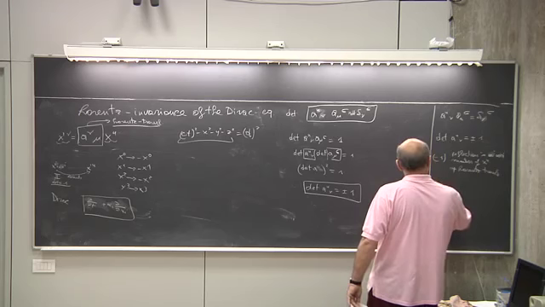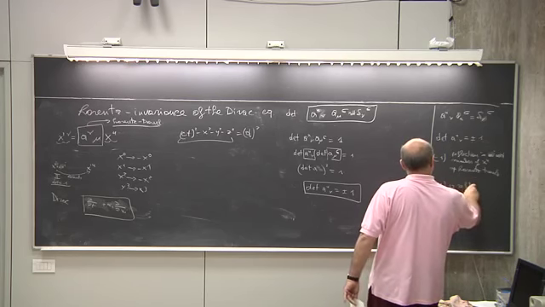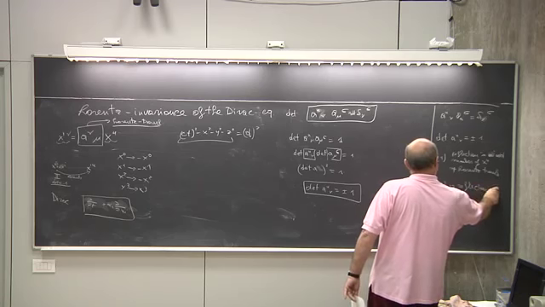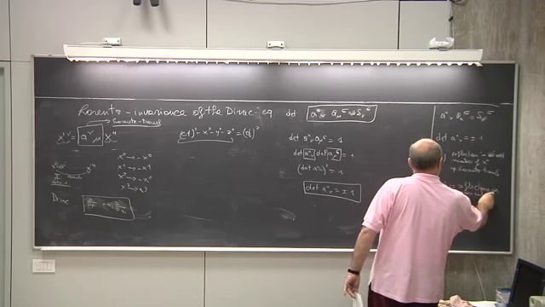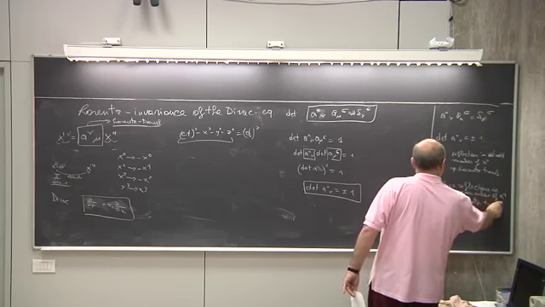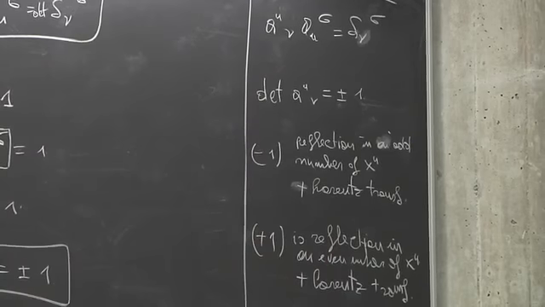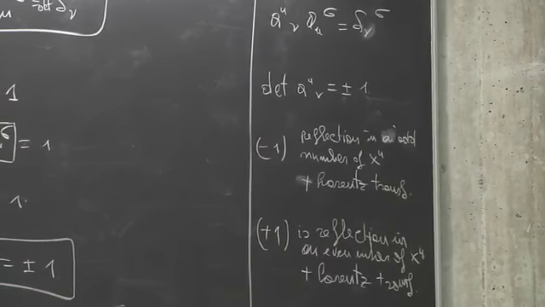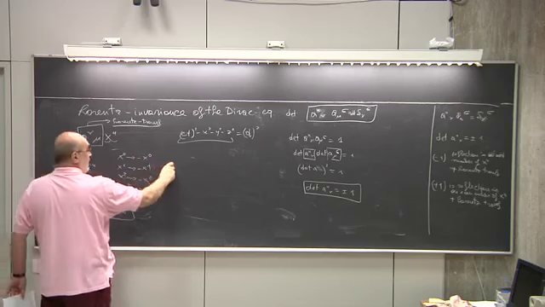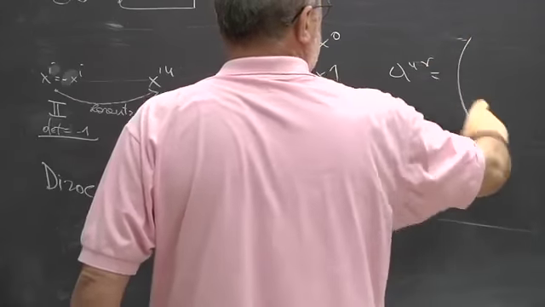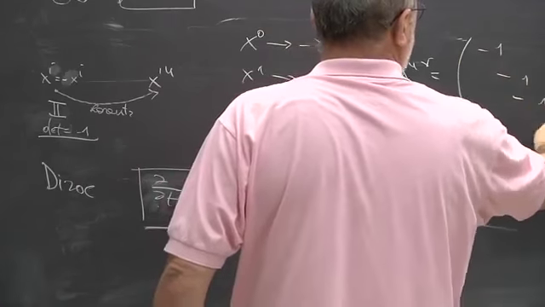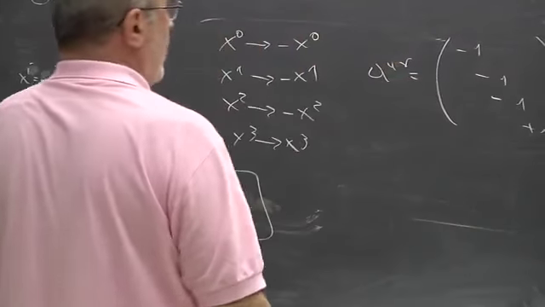The +1 is reflection in an even number of x mu plus Lorentz transformation. An even number could also be 0, meaning I don't do any reflection. Now you understand why these give me determinant -1, because the A mu nu associated to this is -1, -1, -1, plus 1. And this has determinant -1.